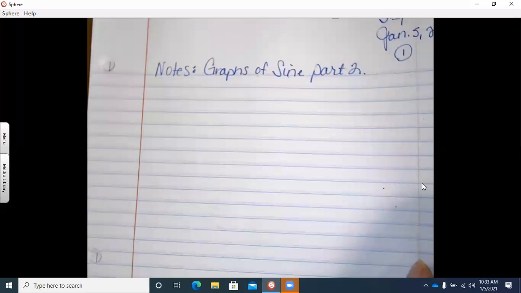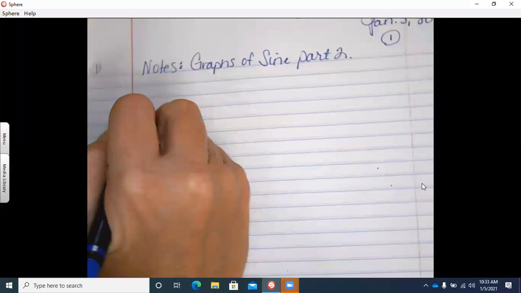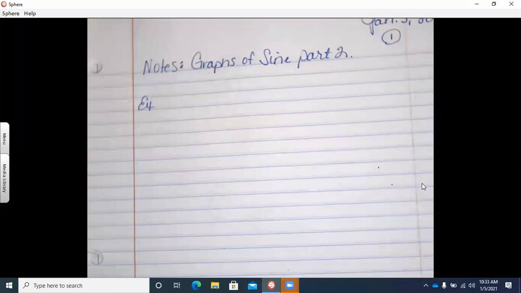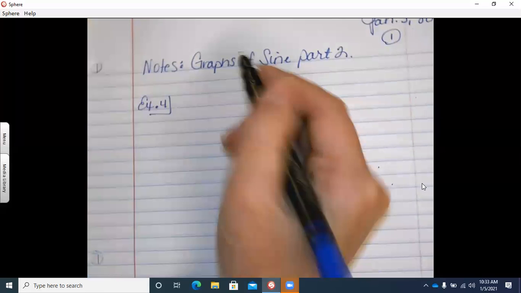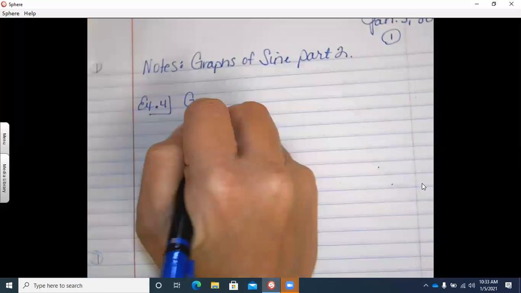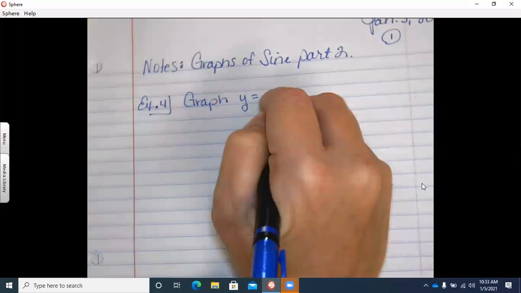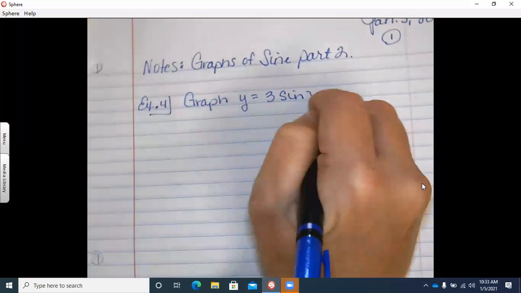So let's do another one similar to what we've already done. We won't do anything new yet. I mean, I will be putting on some new things for us today, but let's do one like the last examples first. And we will call this example 4. We're going to graph y equals 3 times the sine of x.